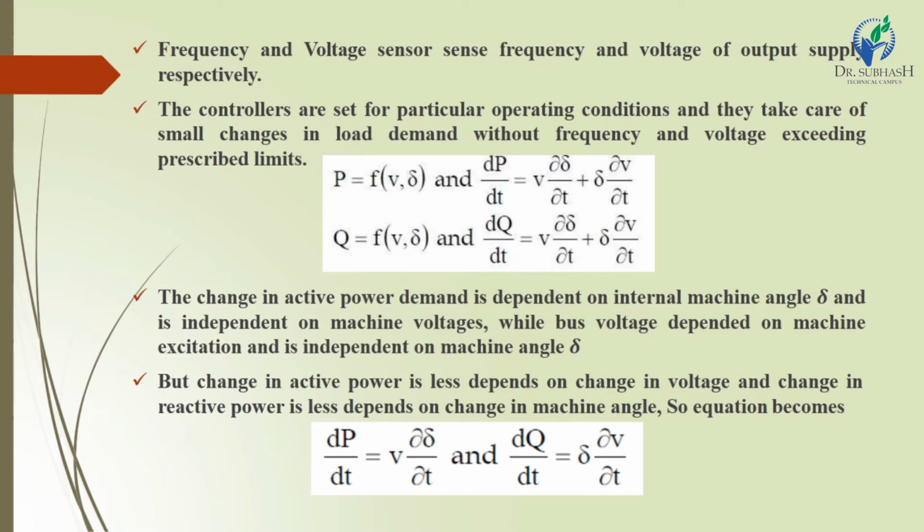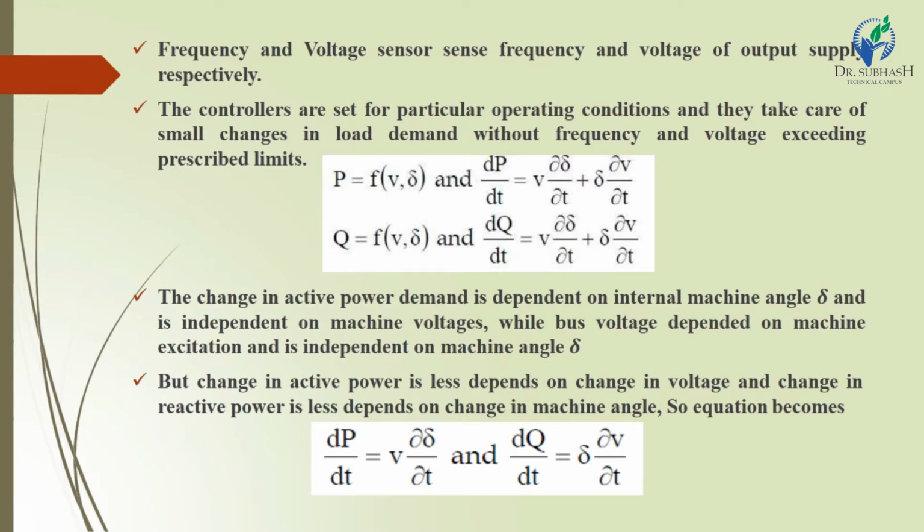For implementing the AGC system, we require the following information. These are generator output in megawatts, power flow in each tie line to the neighboring system in megawatts, and frequency of the system in hertz. The frequency and voltage sensors send the frequency and voltage output of the supply respectively. The controller sets the particular operating conditions and takes care of small changes of the load demand without frequency and voltage exceeding the prescribed limit.